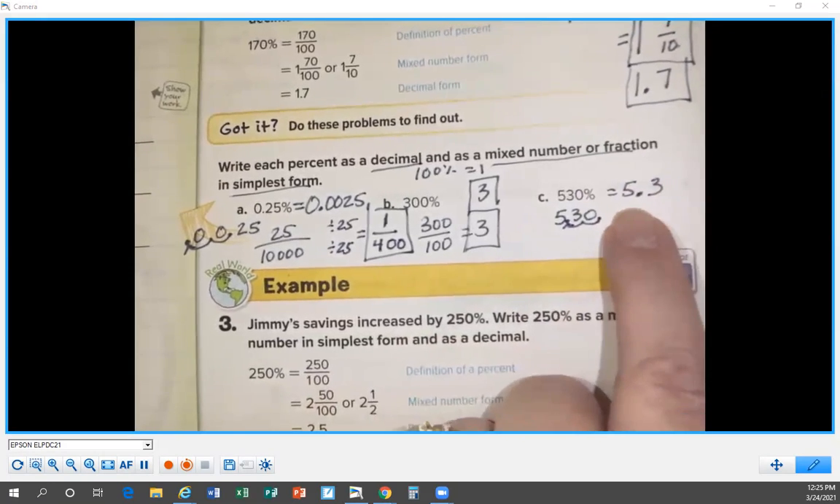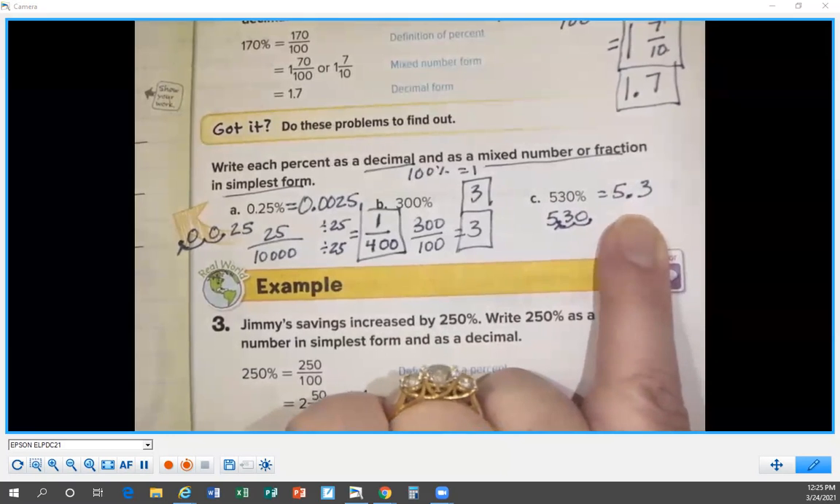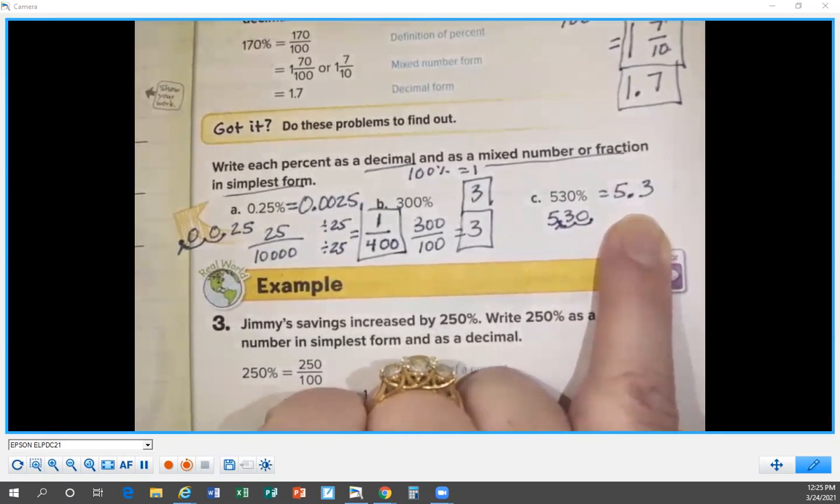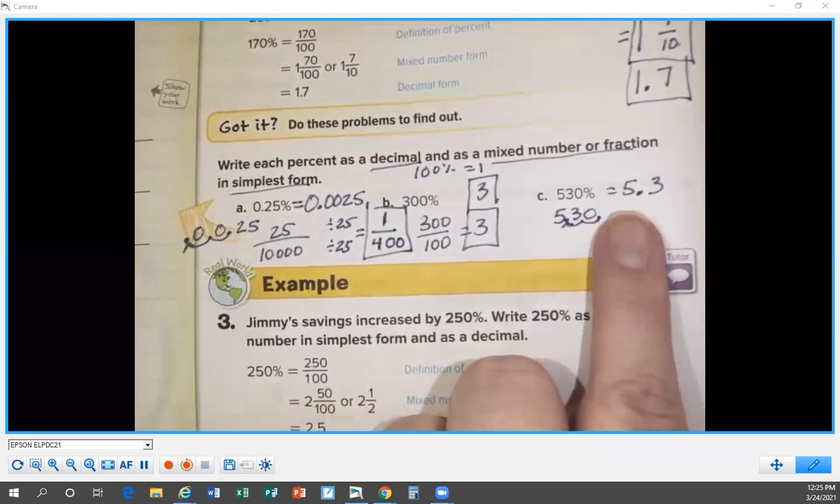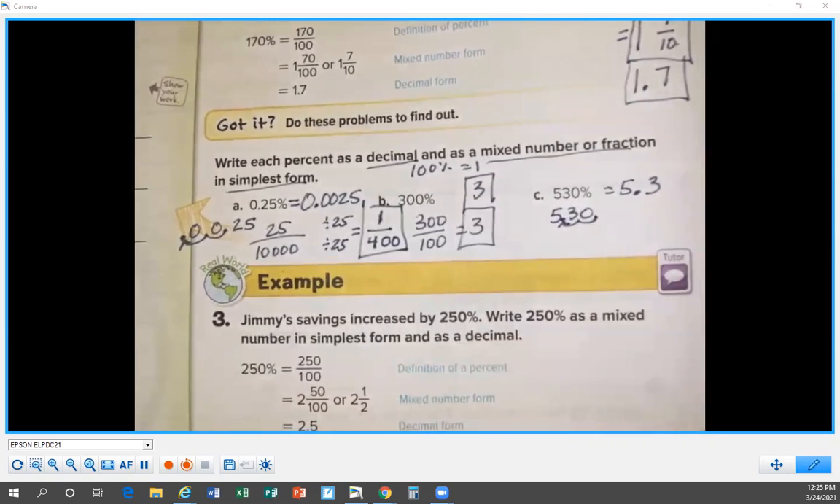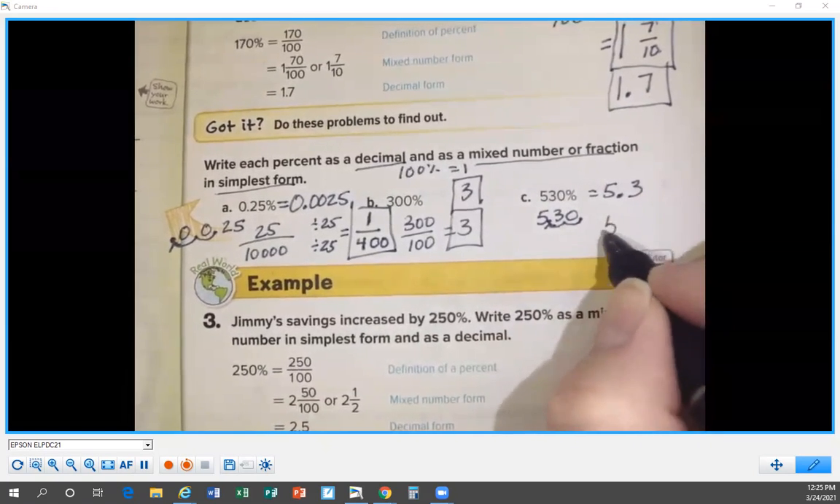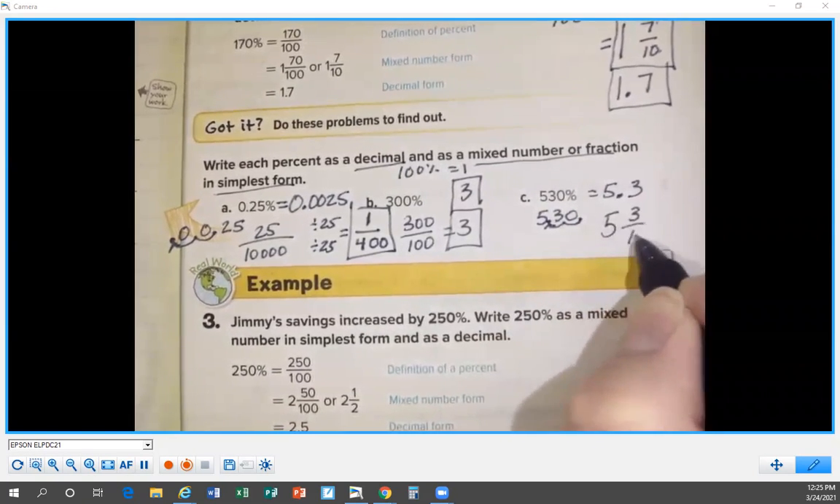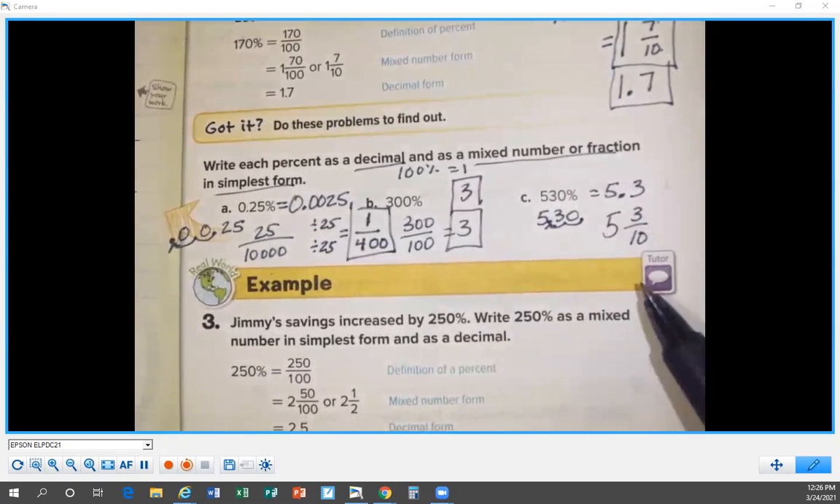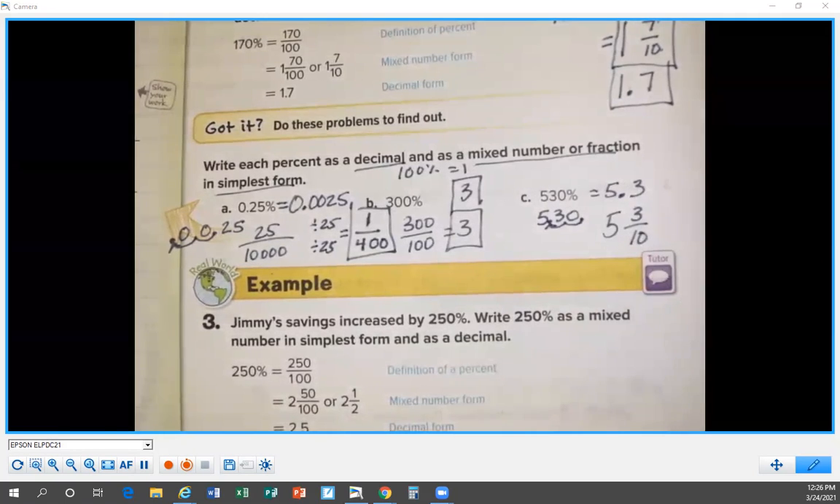Then we have to write it as a fraction in simplest form. I have the decimal, and if I read the decimal the correct way, that's going to be very helpful in writing it as a fraction. So how do I read this decimal correctly? 5 and 3/10. So read this, 5 and 3/10.